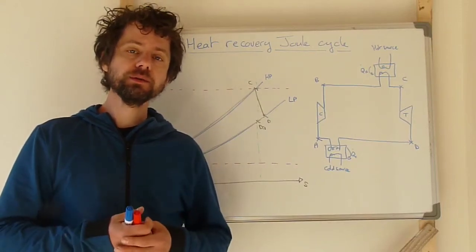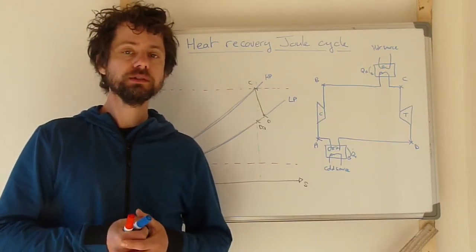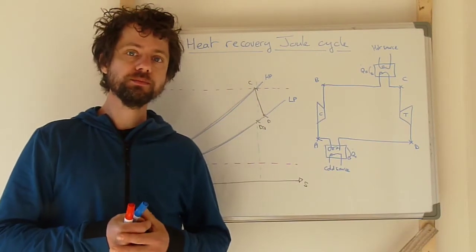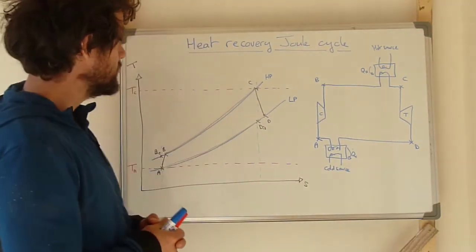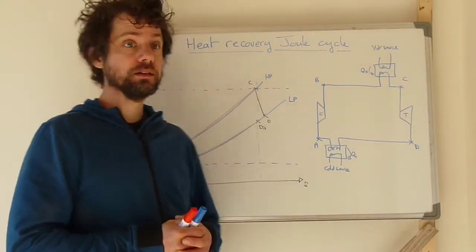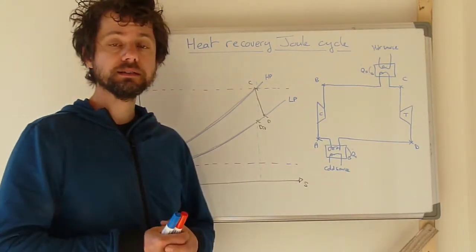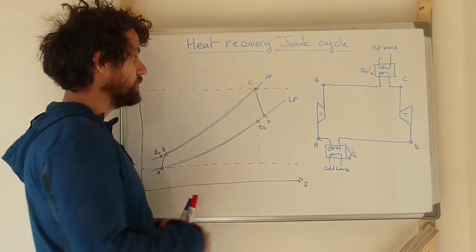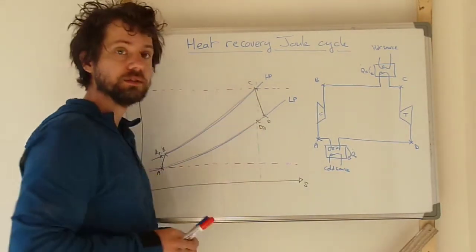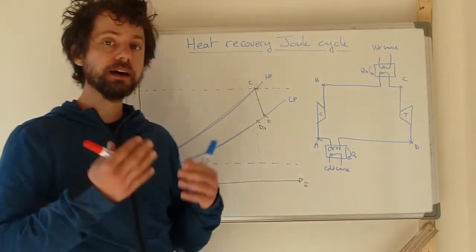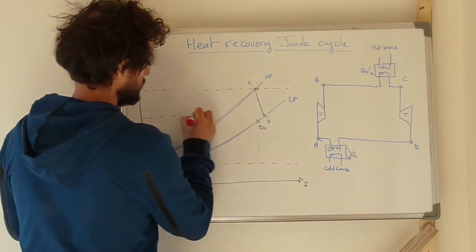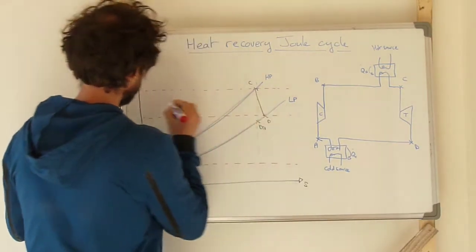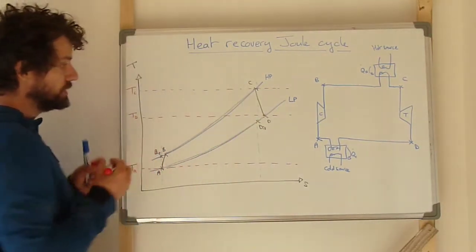Let's now talk about the heat recovery Joule cycle, which is also sometimes called the Brayton cycle. Something we can notice in a gas turbine cycle is that the temperature at the outlet of the turbine, so in point D, is still very high. So here we can look at this isotherm, which corresponds to the temperature of point D.